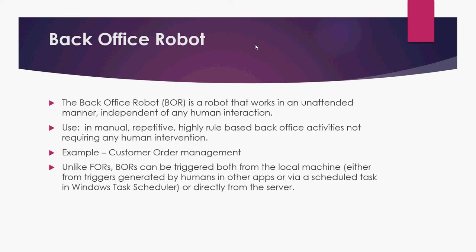Back office robot. A back office robot, or BOR, is a robot that works in an unattended manner, independent of any human interaction. For example, customer order management. There will be a bulk of orders to perform. So in this case, we can use a back office robot. Unlike front office robots, back office robots can be triggered from the local machine, either from triggers generated by a human in other apps, or via a scheduled task in the Windows task scheduler, or directly from the server.